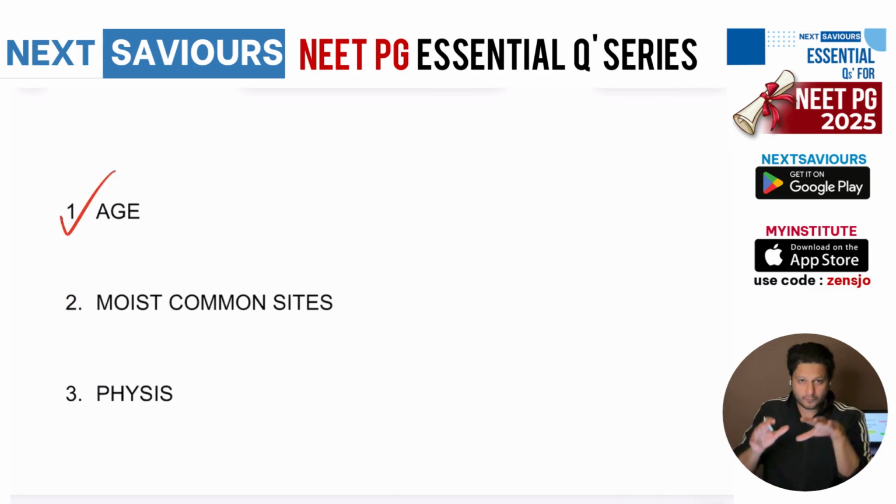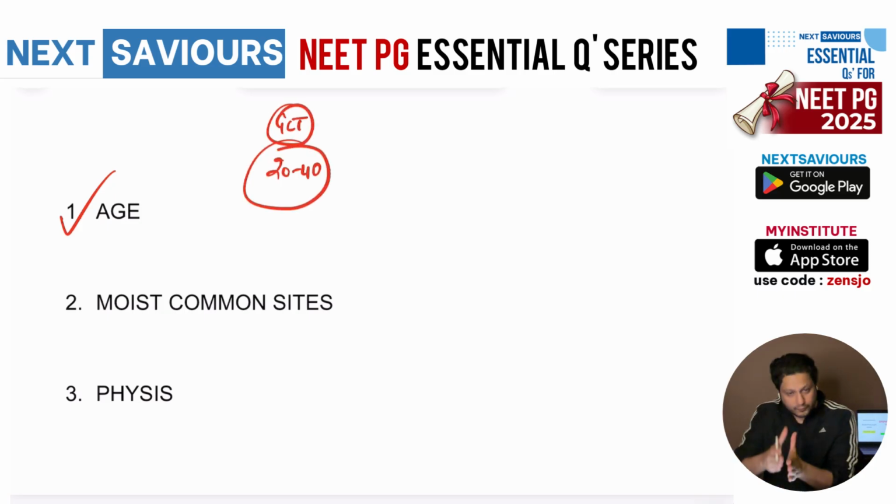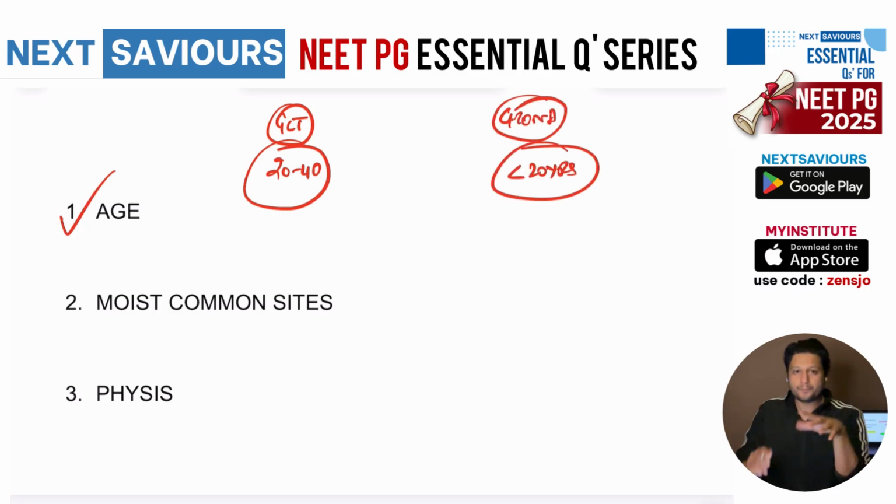The first one is obviously the age. The giant cell tumor usually affects individuals after skeletal maturity is achieved, that means beyond 20 years of age, while the chondroblastoma usually affects individuals of less than 20 years of age. Now, majority of the times in your NEET PG or FMGE examinations, this clue is more than enough for you to answer the question. How?